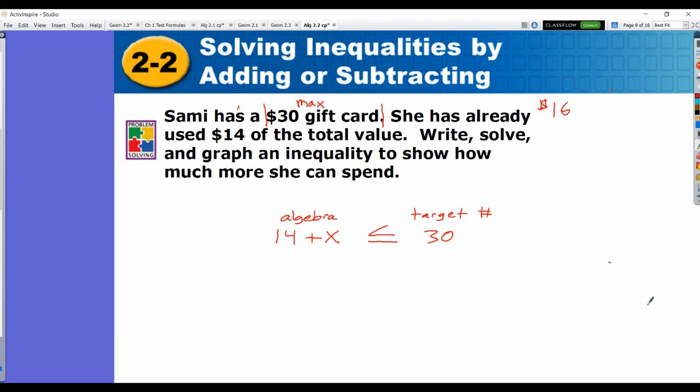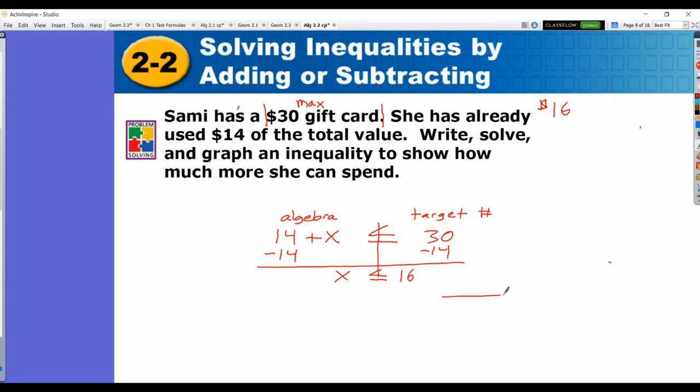Now we've got that set up, and we already know that X is 16. If we were going to go through the steps and solve that equation here, we would end up with X less than or equal to 16, because we already figured that out up here. So what that means is she could spend exactly 16 more dollars to get to this amount, or she could spend anything less than 16 and still be under that $30 gift card. So that's what we want to show on our graph.